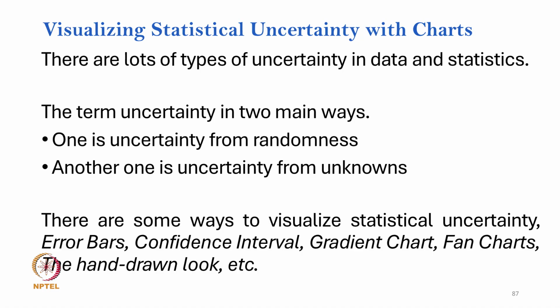Another visualization type is the visualization of statistical uncertainty with charts. There are a lot of types of uncertainty in data and statistics. Statistical uncertainty can be visualized with charts and graphs in several ways. The type of chart used depends on the data type and messages. Then we can think of the term uncertainty in two main ways: one is uncertainty from randomness, another one is uncertainty from the unknowns.